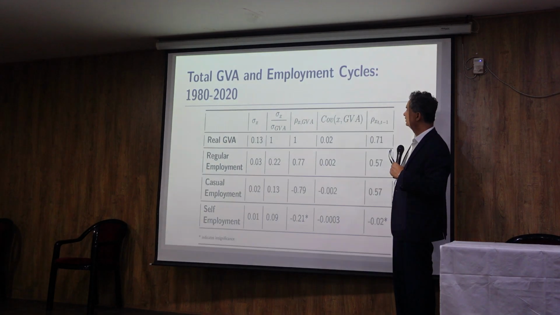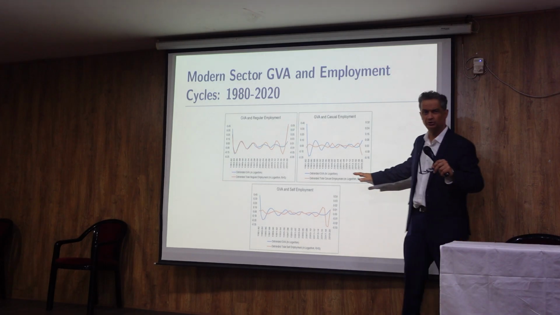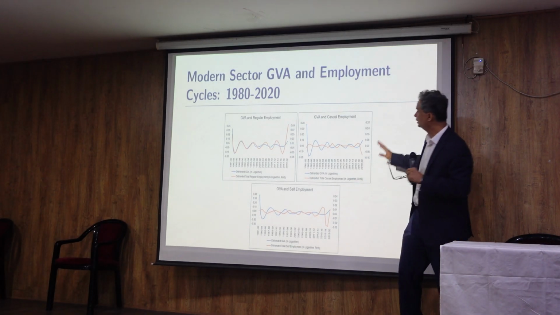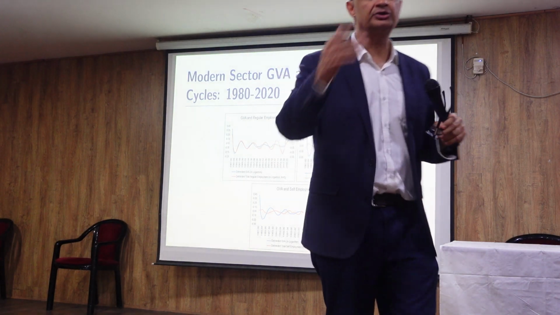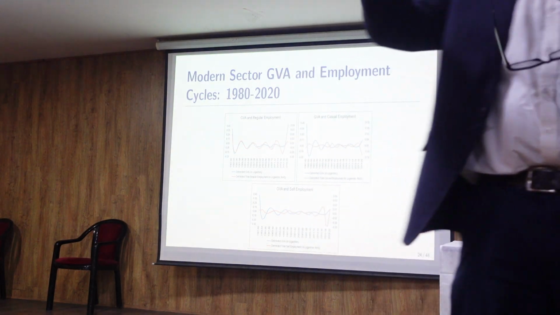Okay, next slide please. I'm at 5 to 12. I'm going slow, right? Okay. Now, what happens if you take out agriculture? Take out agriculture and just restrict to the modern sector, which is services plus manufacturing.